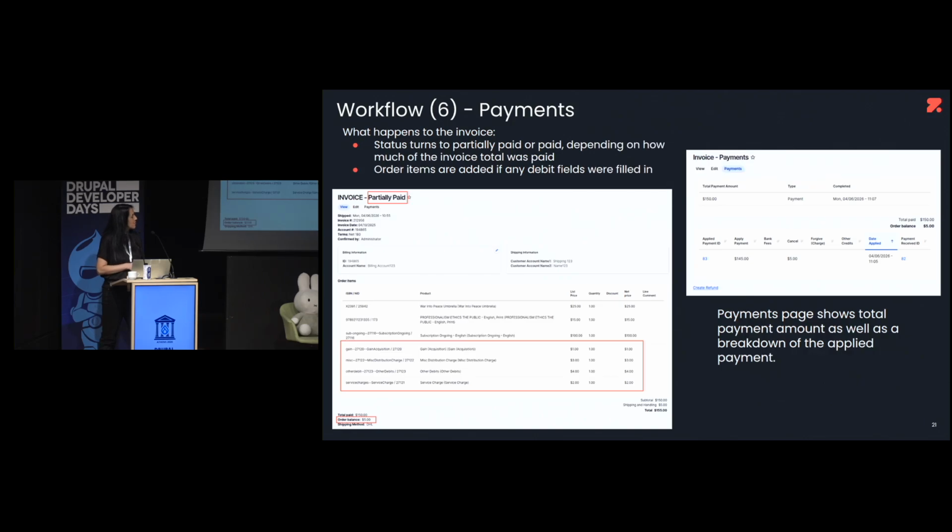And then if you go to the Payments tab, over there, it will show you the total payment amount of the commerce payment at the top, as well as a breakdown of the applied payment fields at the bottom.